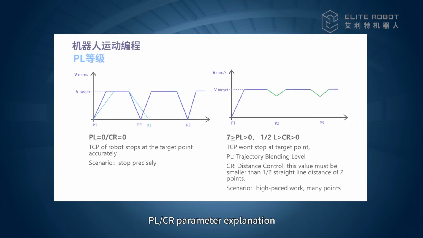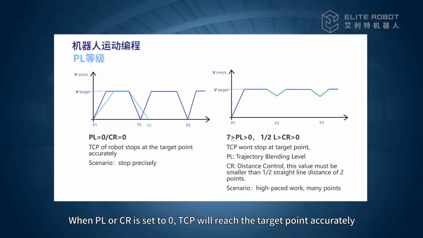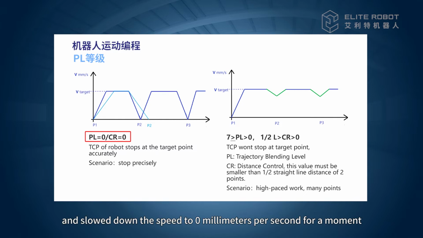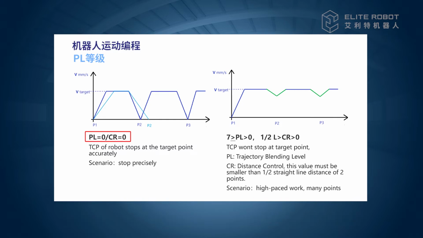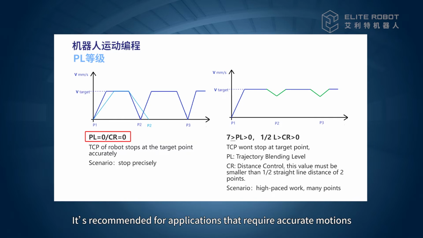PL or CR parameter explanation. When PL or CR is set to 0, TCP will reach the target point accurately and will slow down the speed to 0 millimeters per second for a moment. It's recommended for applications that require accurate motions.